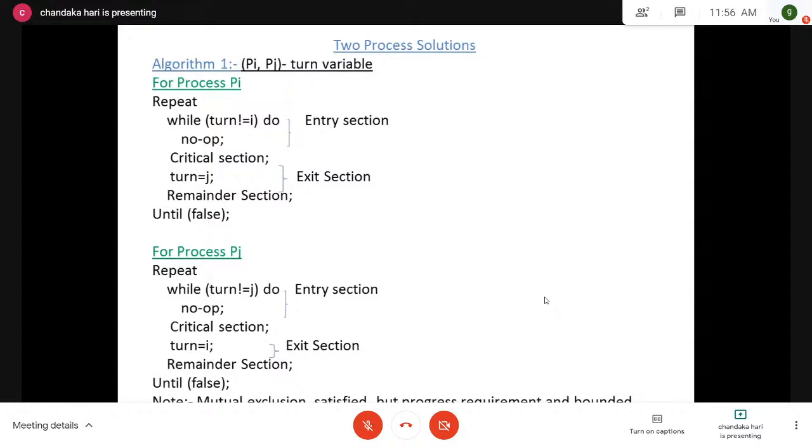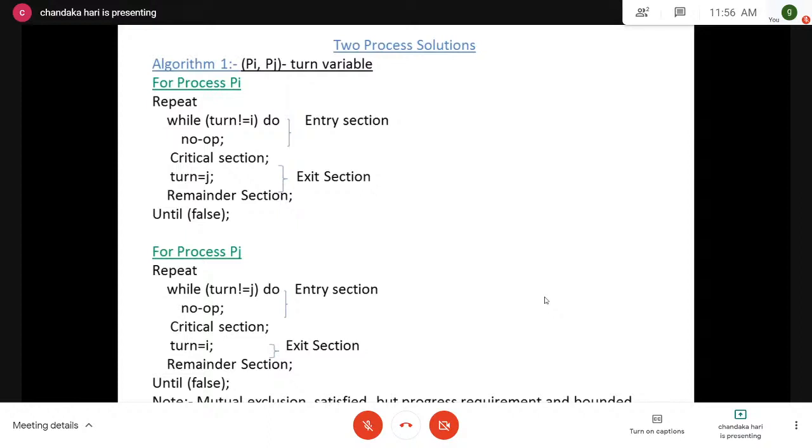That implies if process Pi is in the critical section, then process Pj is not allowed to enter into the critical section. Similarly, if process Pj is in its critical section, then process Pi is not allowed to enter into the critical section. Now, how do you solve this particular problem? It can be solved by using a single variable called turn.